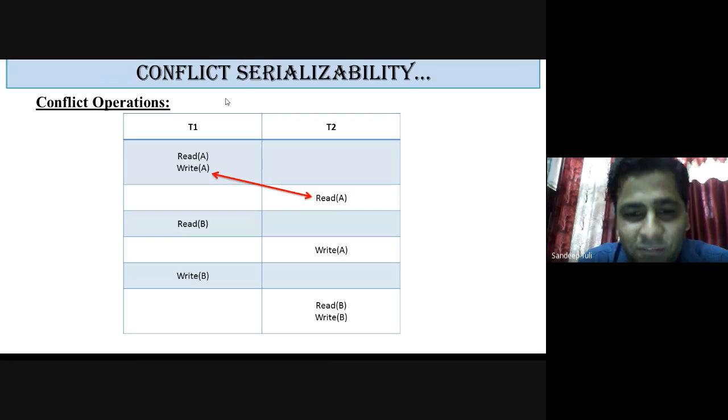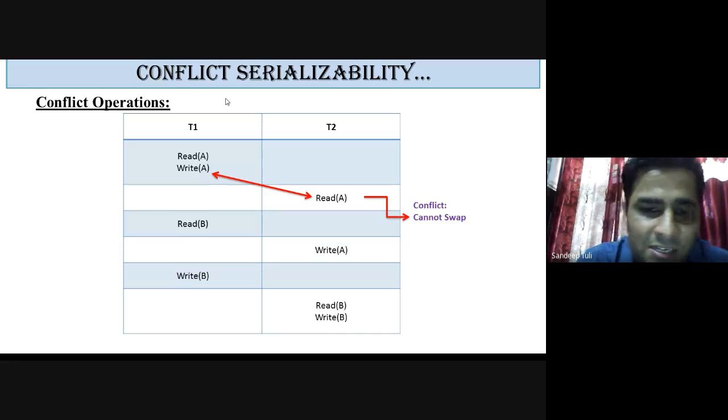No, dear. If the conflicting operation is there, we cannot swap. In the case of non-conflicting, only then we can swap. So they are conflicting and we cannot swap them. Think about it once: if it is conflicting, then we cannot swap. The reason is very much clear.